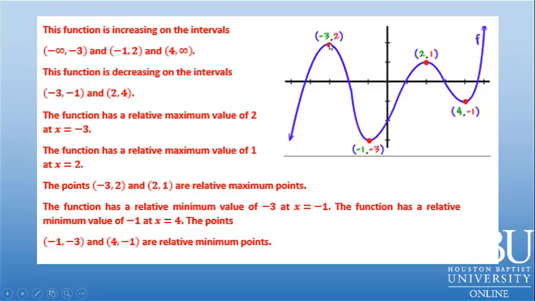Informally, you can think of a relative maximum point as the peak of a hill, and a relative minimum point is the bottom of a valley. Notice that the function changes from increasing to decreasing on either side of this relative maximum point. The function changes from decreasing to increasing on either side of this relative minimum point as we go from left to right.